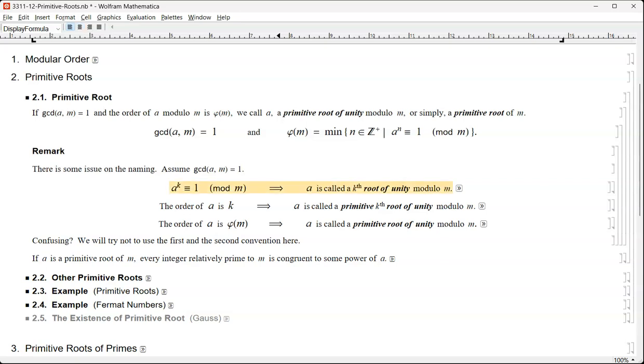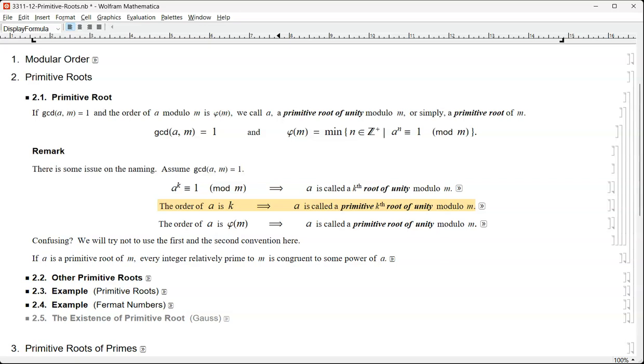But here we are doing mod m, so mod m stays. Still the key is a to the k power is congruent to 1. Now, in a special case, let's take the viewpoint of the order of a mod m. A to the k power is 1. Not only that, its k value happens to be the order of a mod m. Then a is called a primitive kth root of unity modulo m.